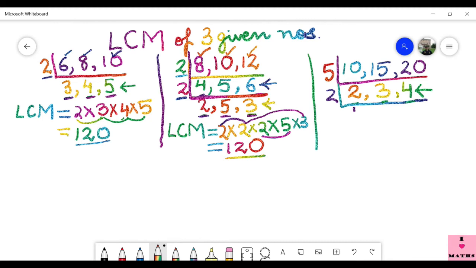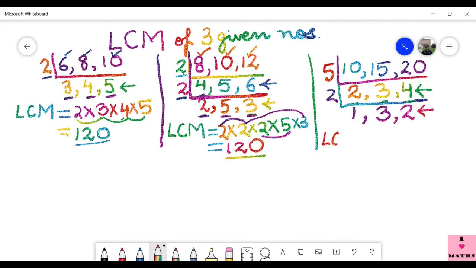Please see, 2 1s are 2. 3 does not come in the table of 2, so we will copy it as it is. And 2 2s are 4. Now children, there is no prime number which will divide 1, 2 and 3 completely. So our sum is over.